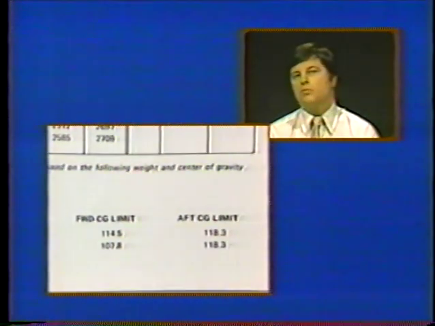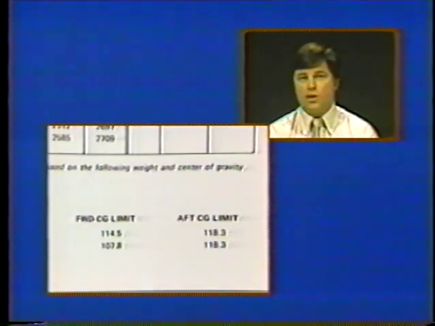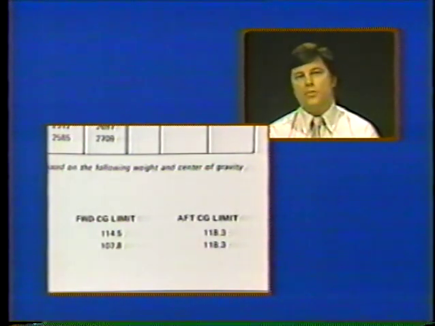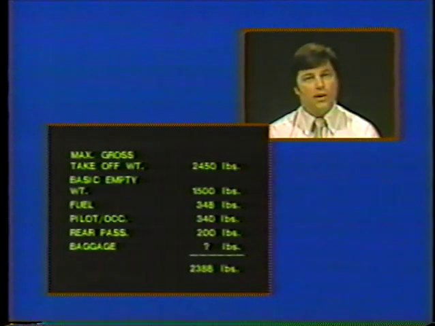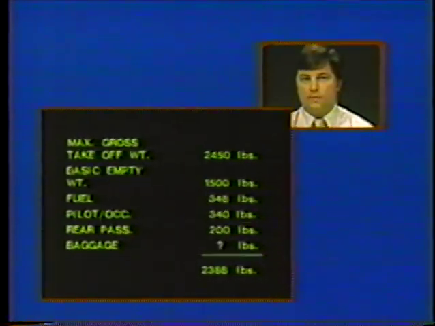Let's assume for our next problem that full fuel is required, as well as two 170-pound front seat occupants and two 100-pound rear seat occupants. How much total baggage can be taken along on this flight? Remember, our airplane has a maximum gross takeoff weight of 2,450 pounds and a basic empty weight of 1,500 pounds.